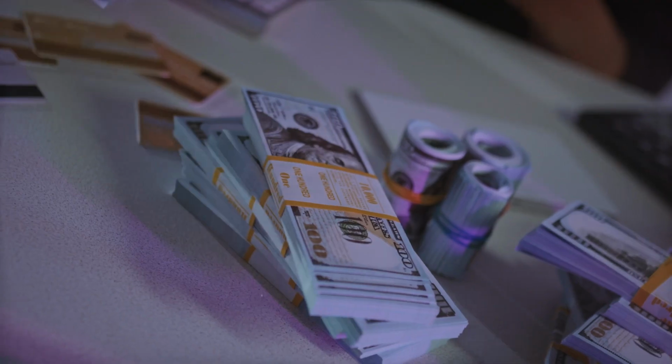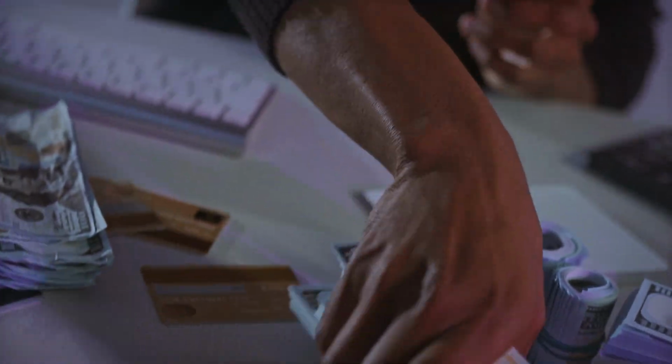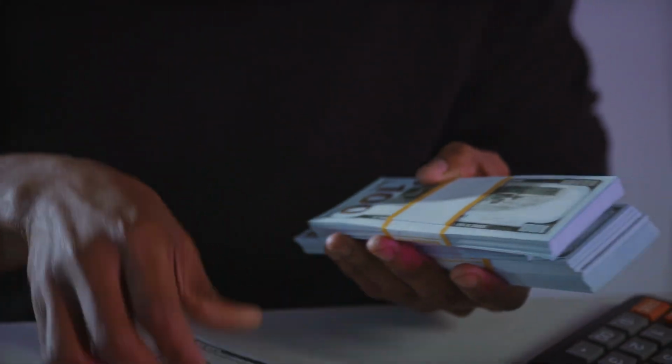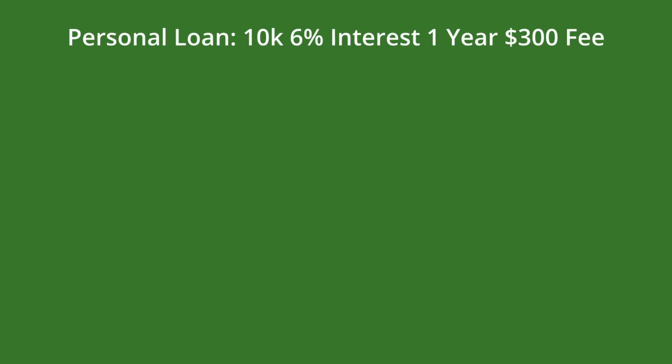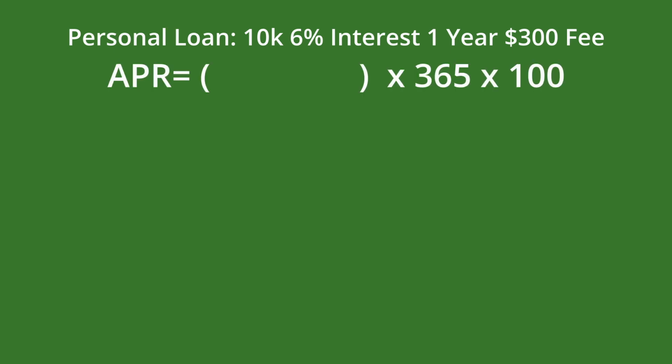So let's break down this formula really quickly with an example of a personal loan. You're considering a personal loan for a total of $10,000. It is a 1-year loan, so your loan term is going to be 365 days. There is an origination fee of $300, and the interest rate for that personal loan is 6%. Because this loan is a 1-year loan, your interest can be very simple. We're going to do the principal amount times the interest rate. So that's $10,000 times 0.06. So your total interest is going to be $600.